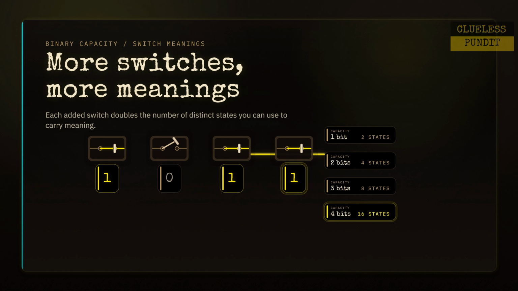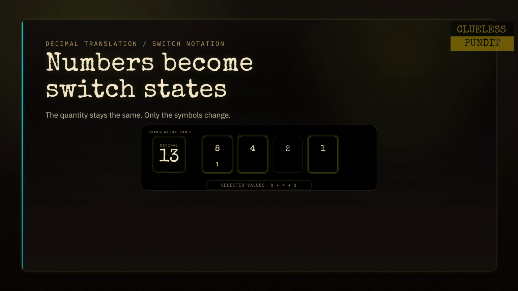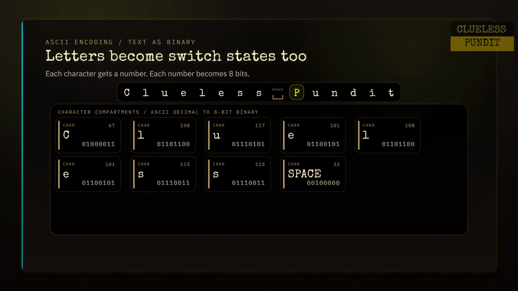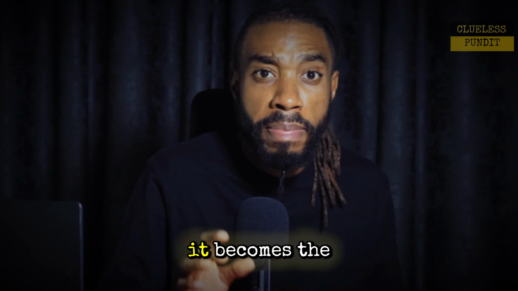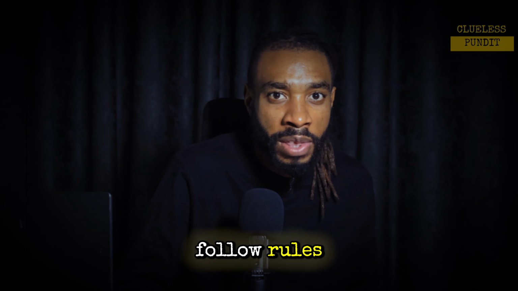The important part is this. The switch is no longer just moving electricity. It is carrying meaning. With enough switches, you can represent a number. With enough numbers, you can represent a letter. With enough symbols arranged properly, you can represent almost anything a computer needs to handle. This is where the profound hides in the nuances of simplicity. A computer doesn't need to understand what a number means. It only needs a reliable way to represent it, and binary gives it that. It becomes the foundation of mechanical obedience, a way to make a machine follow rules without understanding them.